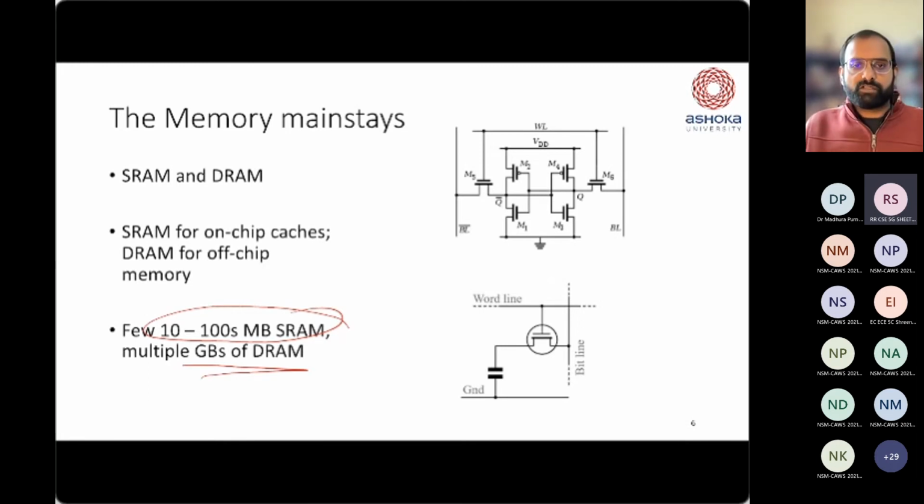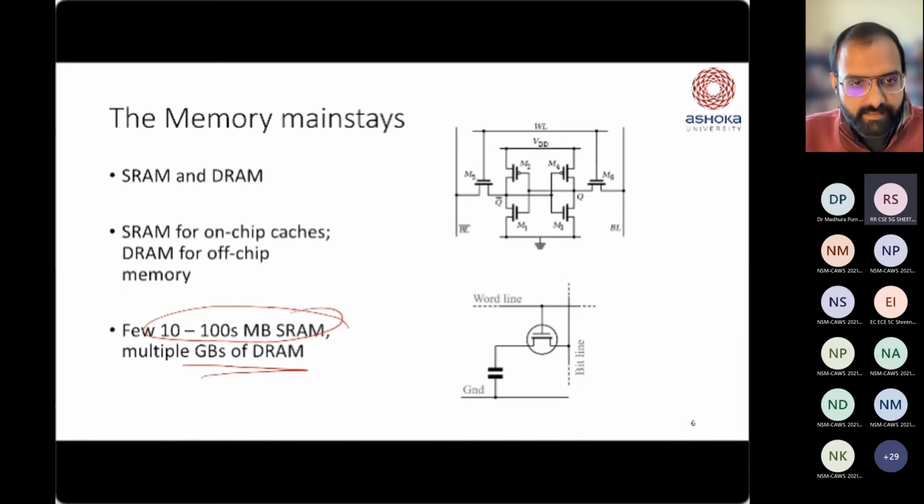So anybody wants to hazard a guess as to why we don't want to have our main memory made up of SRAMs as well? Anybody who wants to speak up, feel free.